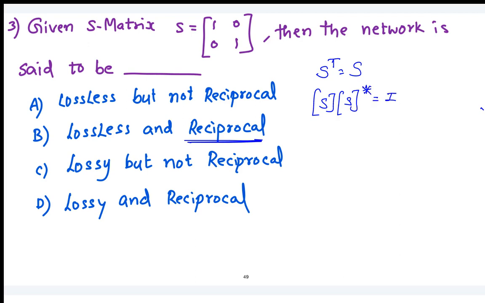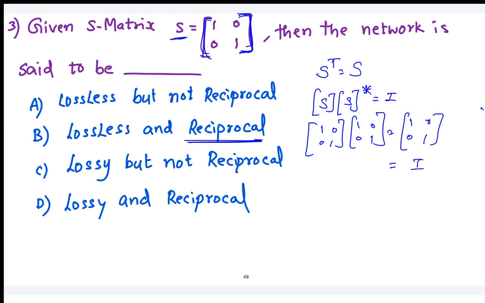Suppose your S matrix is real, and the S matrix itself is a unit matrix. Agree? Yes, sir. So in this case you are going to get 1 0 0 1, and here also 1 0 0 1. So what value do you get? The multiplication is also equal to a unit matrix. In this case, the network is said to be both reciprocal and lossless.